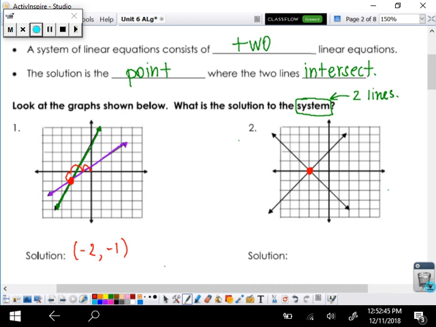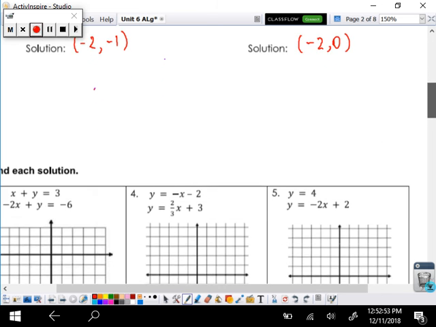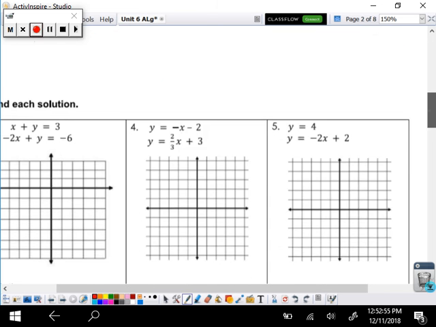There's that intersection point. That point is (-2, 0). That is our solution. Very, very simple, as long as we can read the graphs.